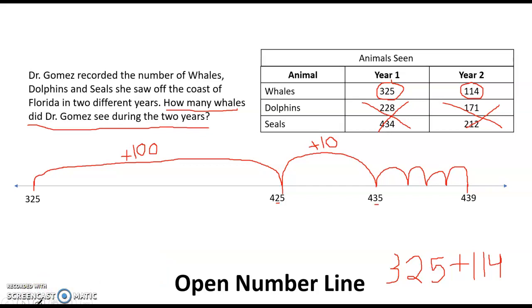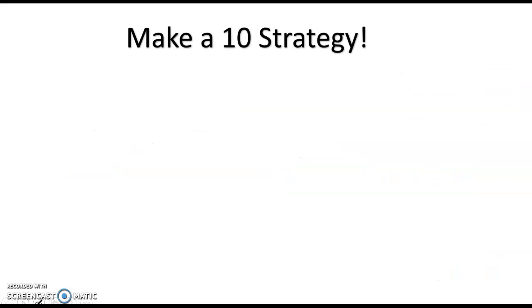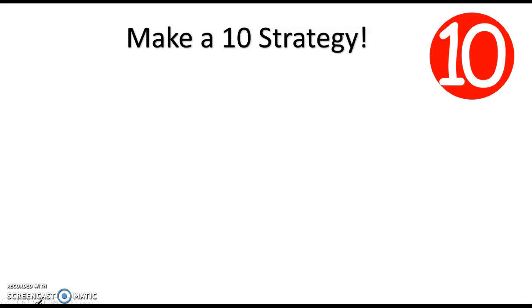So our answer is 439 whales in 2 years. The next mental math strategy is the make a 10 strategy. You know we make tens because working with tens is just easier to do in our heads. So we're working with 325 plus 114.